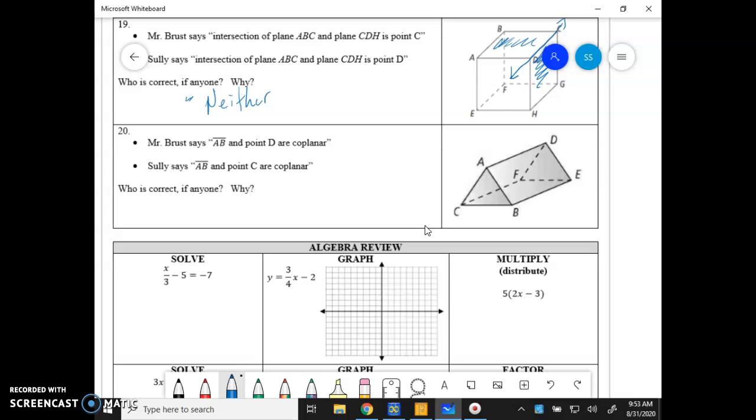Mr. Brust says segment BD and point D are coplanar. Sully says segment AB and point C are coplanar. Who, if anyone, is correct? So let's see. AB is here. All right, this right here. Boom. And point D is coplanar. Point D is over here. Is that on the same plane? And Sully says it's point C. Who is correct? Well, here it looks like they're both correct, because AB is sharing this plane with C, and also AB is sharing this plane with D.